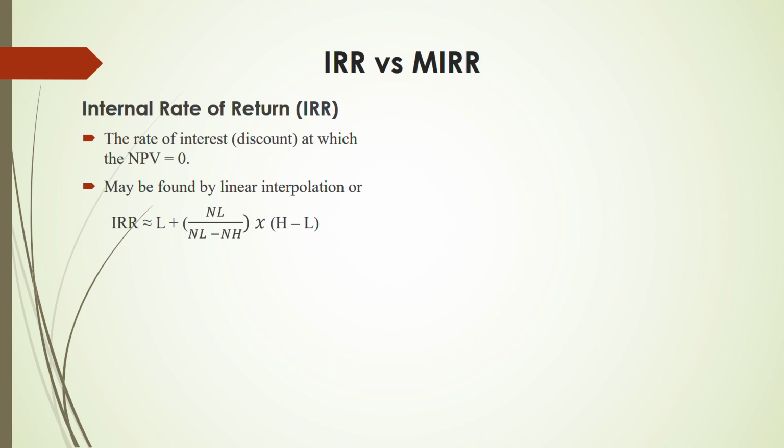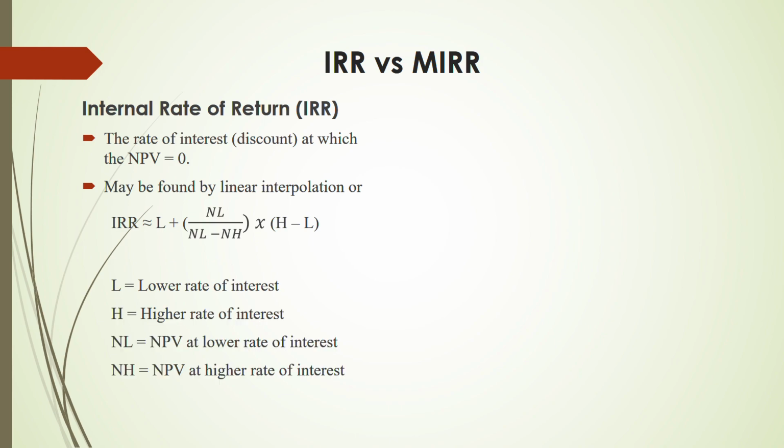IRR = L + [NL / (NL - NH)] × (H - L). L is the lower rate of interest. So you are adding the lower rate of interest plus, inside the bracket, NL, the net present value at the lower rate of interest, divided by NL minus NH, the net present value at the higher rate of interest, multiplied by H minus L. That means higher rate minus lower rate.